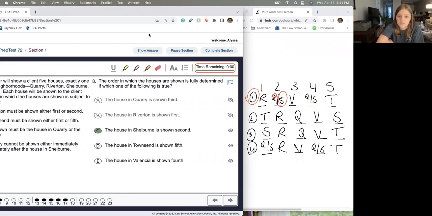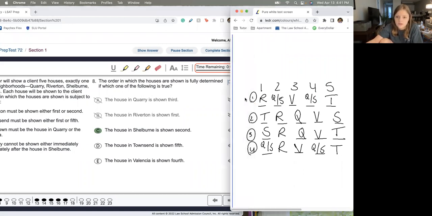Let's go through D and E. D says the house in Townsend is shown fifth. I hate this one. It's actually happening in 3 worlds. Every world except number 2, I have T in that 5th spot. So this is a pretty easy one to see why we have to only come from one world.